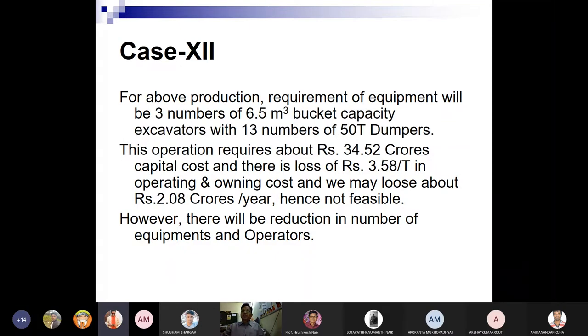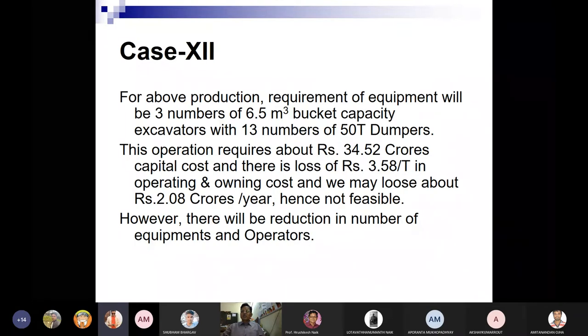Then the 12th case study, for the above production, the requirement of equipment will be 3 excavators of 6.5 cubic meter bucket capacity with 13 numbers of 50 ton dumpers.